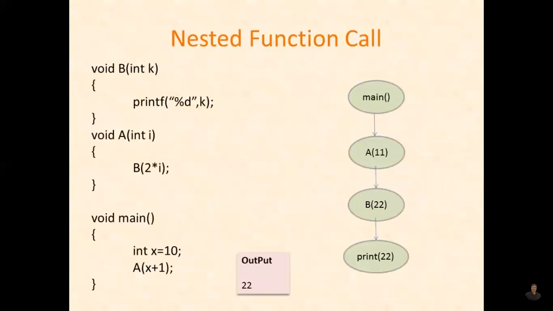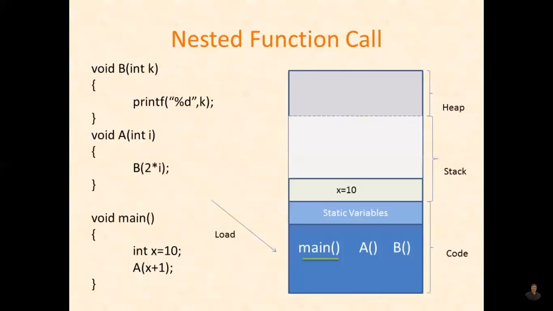Now let us look at a nested function call example. You can look at this example. Main is calling A, and then A is calling B, and B is printing some value. So here main calls A by passing 11, and then A calls B by passing 22, and B prints 22. Now let us see how the execution is done.